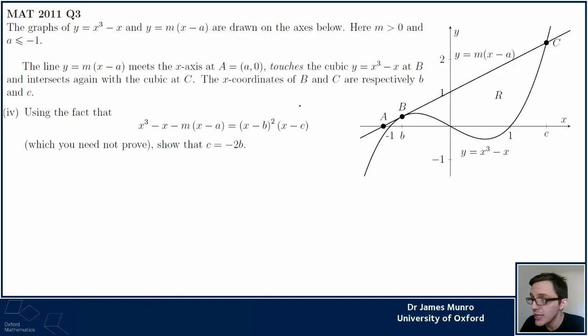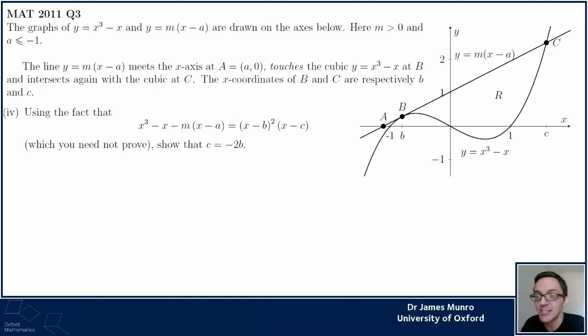Okay, so there's a part of this question which says, great, we haven't thought about c yet. c is this other point where the line meets the cubic. And we're told we can use this fact: x cubed minus mx minus a, so the cubic minus the line, is equal to (x minus b) squared times (x minus c). This might seem like a random fact that's come out of nowhere. We don't need to prove this, but I'm going to explain where it comes from.